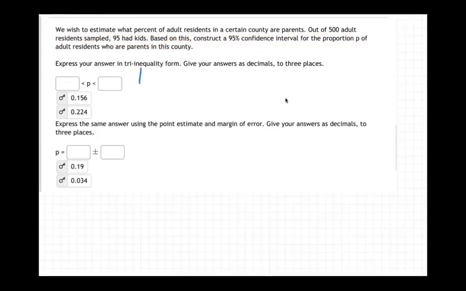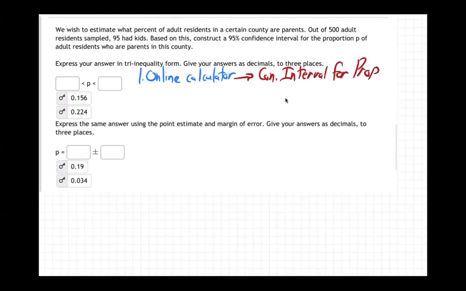So, step one, we're going to go to the online calculator. And specifically, we're going to choose confidence interval for a proportion. How do we know that? Because they say right here, confidence interval for a proportion.